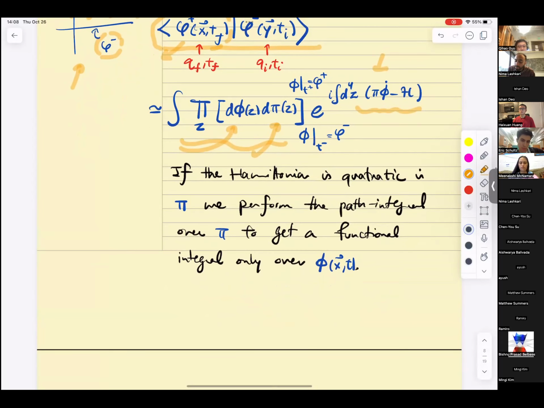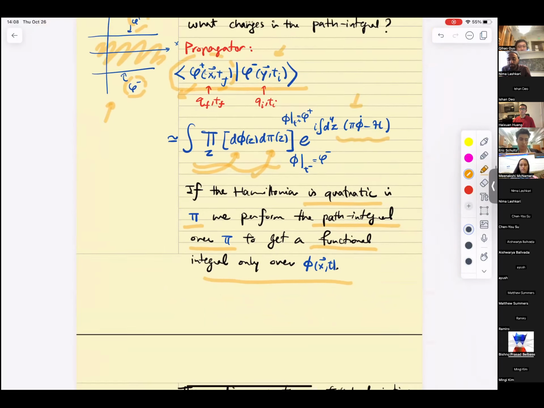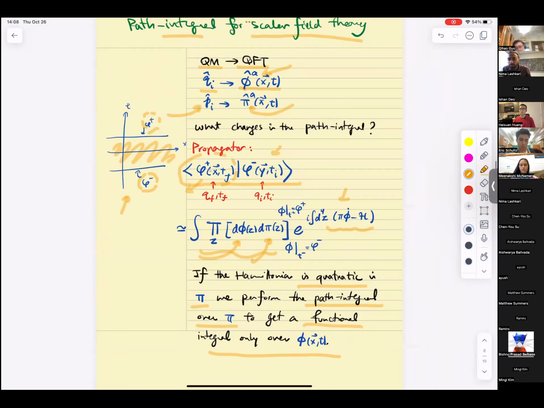Now, if the Hamiltonian is quadratic in π, then we can perform the path integral over π to get a functional integral only over φ. This is analogous to the quantum mechanics statement of getting a path integral over real space. Good? Is this part clear conceptually? So that's what we were doing in doing path integrals in field theory. That's what it means. Any questions?